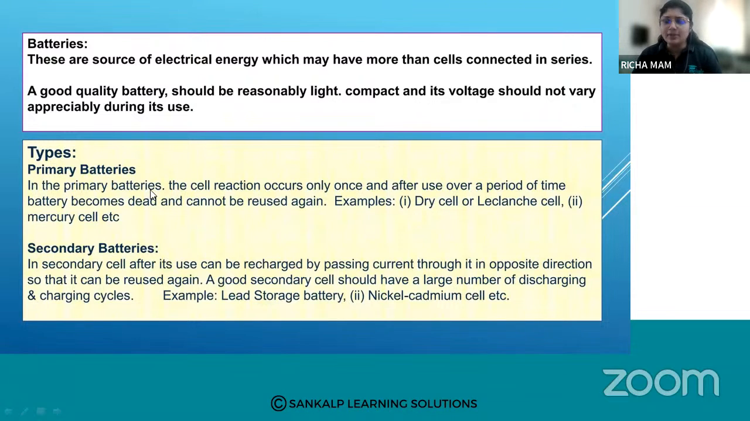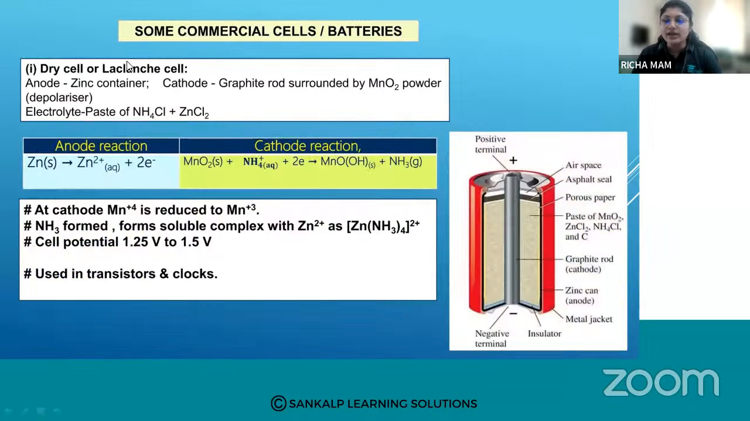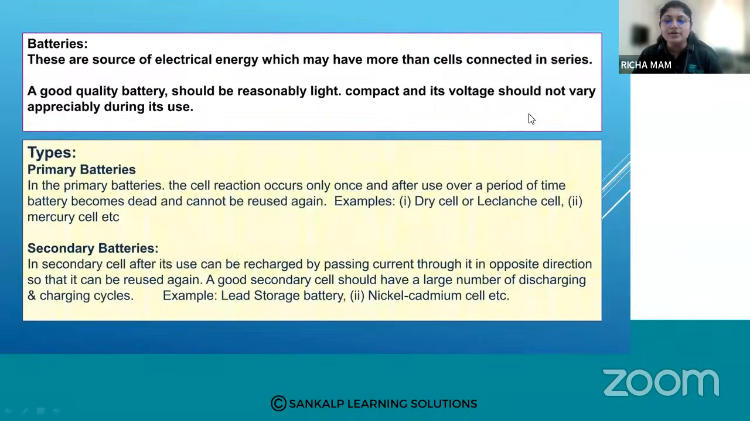In the primary batteries, whatever the cell reaction occurs, it occurs only once, and after use over a period of time the battery will become dead and cannot be reused again. Right. So what are primary batteries? The batteries which we make use of in remote controls, toys, electric toys and all.